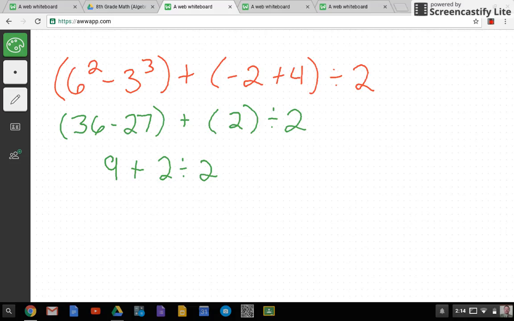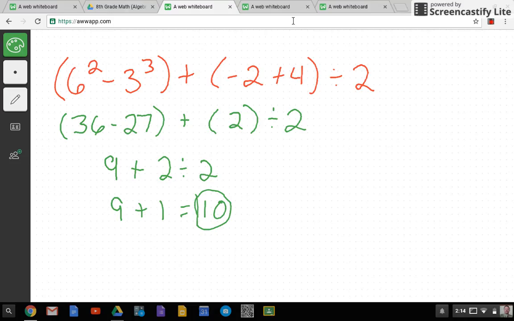Next step is exponents, got those done. Multiplication or division. So I would have to do this division problem right here, 2 divided by 2. So that would be 9 plus 1. Well, in that case, my answer is going to be 10. So there it is. This is what you should have gotten.